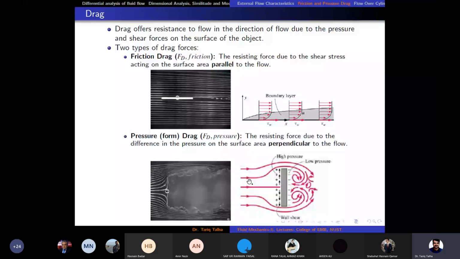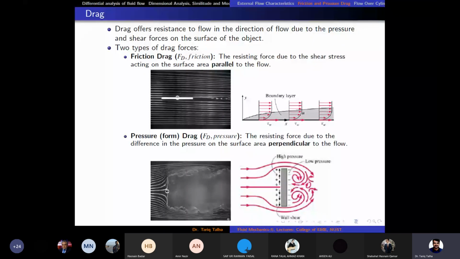Right. So pressure drag is more dominant in blunt or semi-blunt bodies, and friction drag is more important when we have got streamlined bodies, where there is no flow separation.